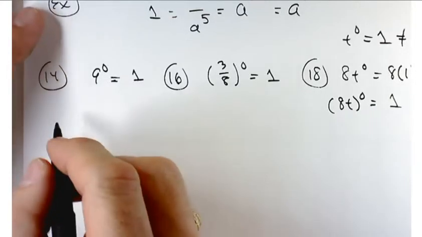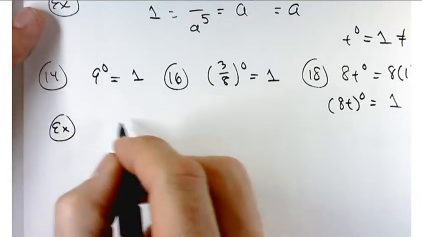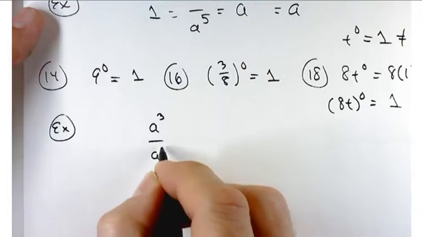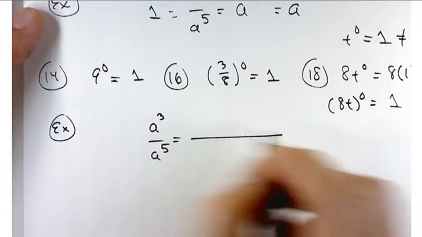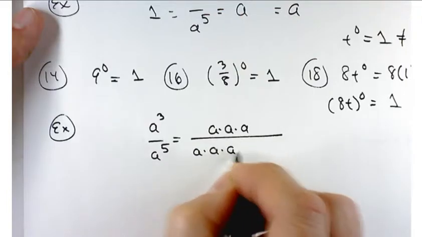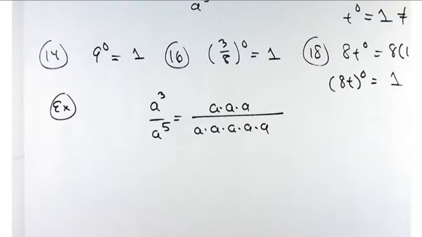Let's try and figure out our other rule. And I'm going to do that by example. Suppose I had a cubed over a to the 5th. Well, a cubed is a multiplied by itself 3 times. And likewise with a to the 5th is a multiplied by itself 5 times. Now if you write these out, if you expand them, then you'll notice that you can actually do some cancellation, some simplification.